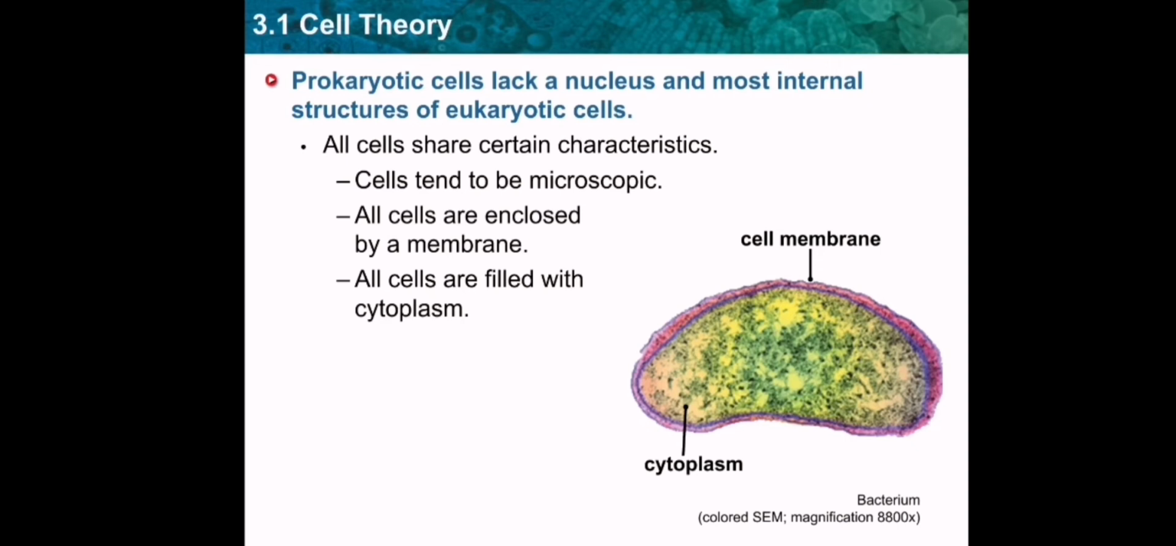All cells share certain characteristics. Cells tend to be microscopic, very tiny. All cells are enclosed by a membrane. All cells are filled with cytoplasm. So we see in this diagram a bacterium cell, which has a cell membrane and cytoplasm inside.